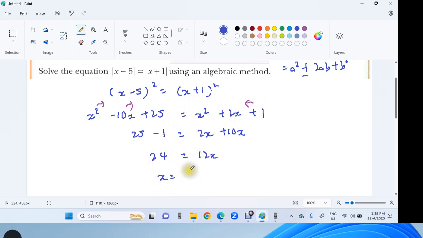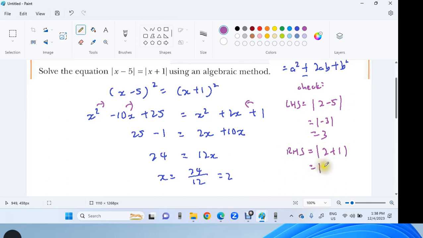So x is equal to 24 over 12. It is 2. So I want to check. Left hand side is equal to modulus of 2 minus 5, which is modulus of negative 3, which is 3. Right hand side is equal to modulus of 2 plus 1, which is modulus of 3, which is 3. So this is the solution.